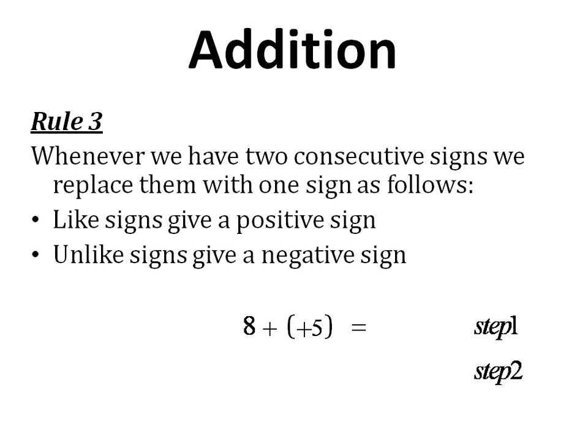Here we are, 8 plus a positive 5. Begin by rewriting the number that is not affected by the consecutive signs. Notice that the consecutive signs that we have here are 2 positive signs. 2 positive signs, like signs, we replace like signs with a positive sign. Now we have a plus 5, which is the normal mode of addition. So 8 plus 5 is equal to 13.